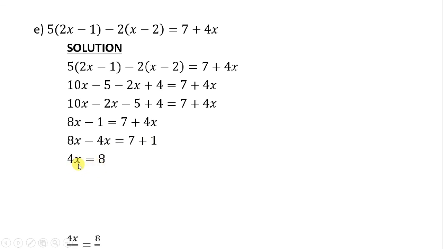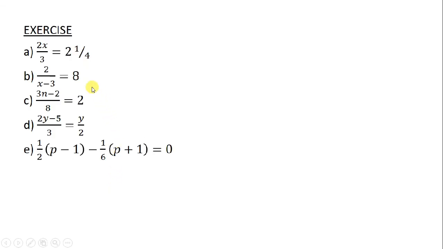To find the value of x, we'll divide both sides by the coefficient. 4 into 4, 1. 4 into 8, 2. Therefore, our x is equal to 2. As simple as that. Now let's go to our exercise. Our exercise is saying solve the following equations.